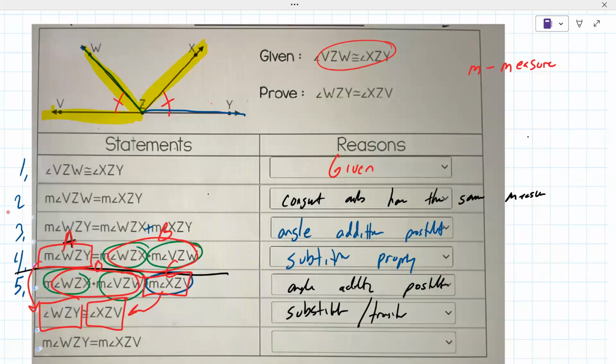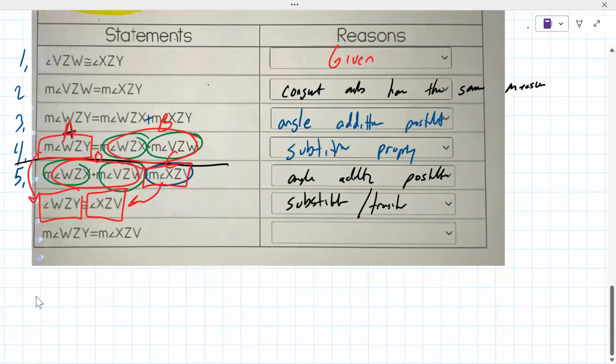All right, and then the last one here, you can see that's really similar, lines 6 and 7. They're very similar except that they have that M. You'll start noticing that pattern when it goes from without the M to the M. You say congruent angles have the same measure.